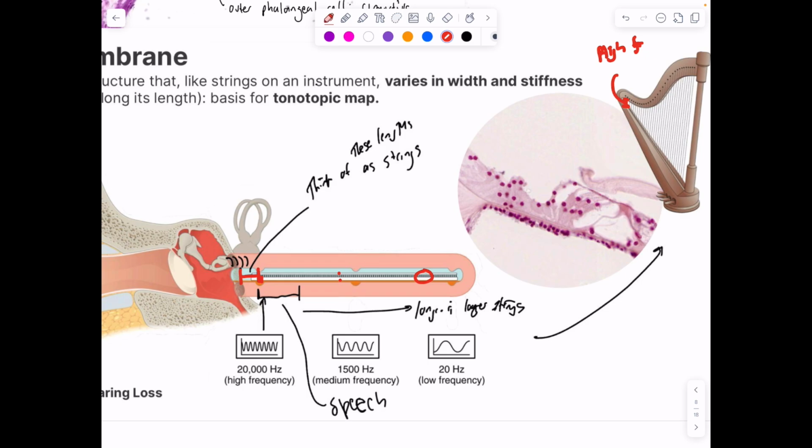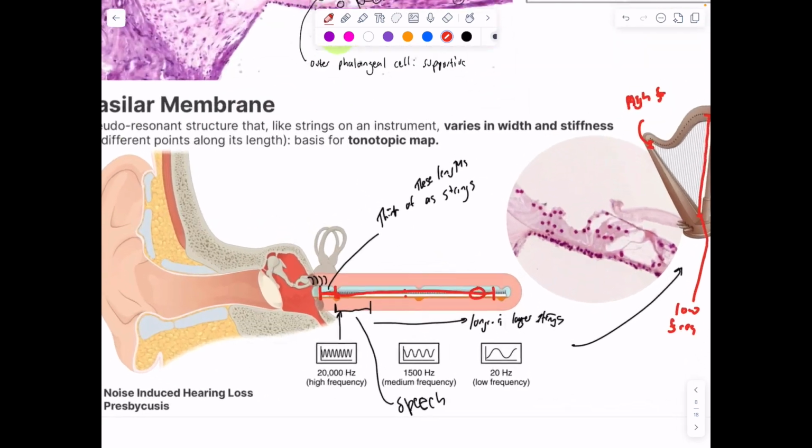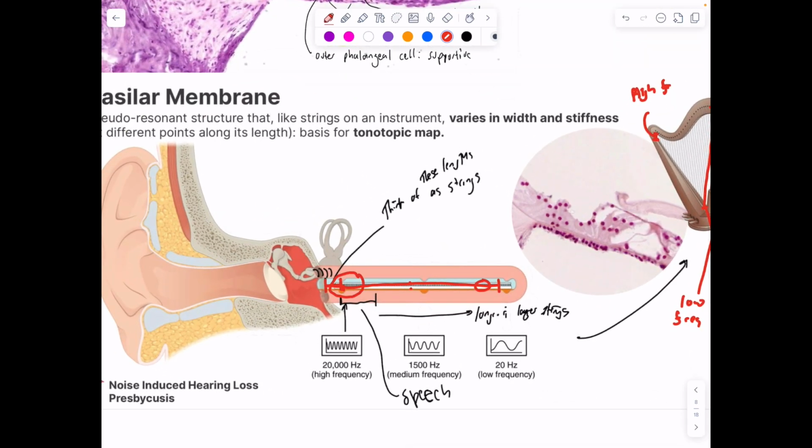And then if you were to instead use a really long string, say like this string, and you were to pluck it, that would be a really low frequency, right? And that would be a deep sound, right? So the idea is that this portion of the organ of Corti is high frequency. This portion right here is very low frequency. And so you go from 20,000 hertz to 20 hertz.